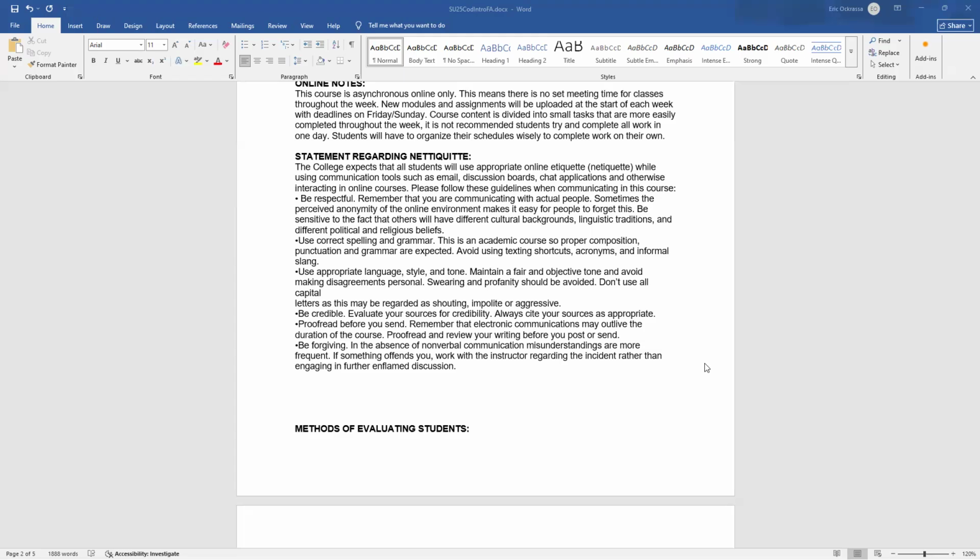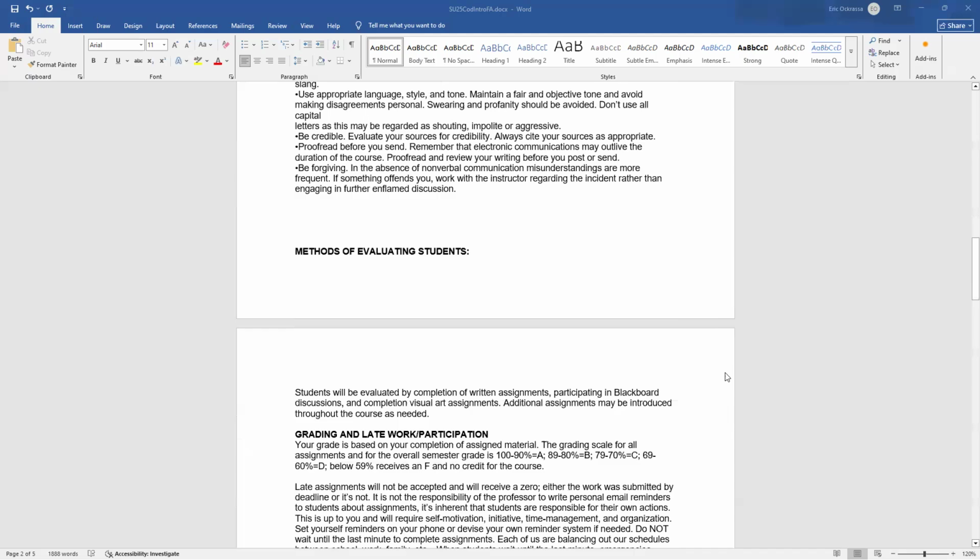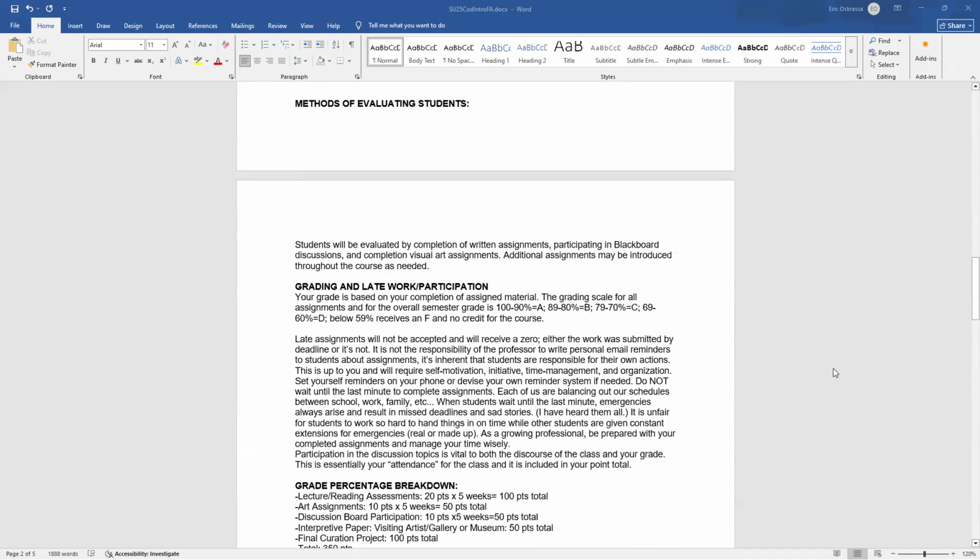But obviously, if I ask you a question and you just type it into a prompter, that's not you doing the assignment. Right. Methods for evaluating students.